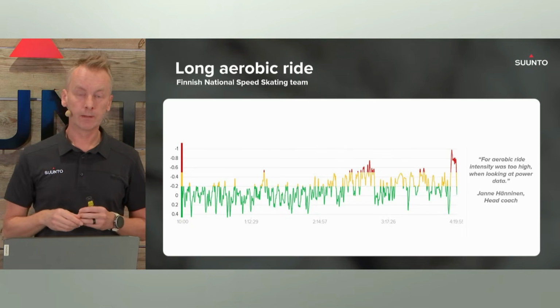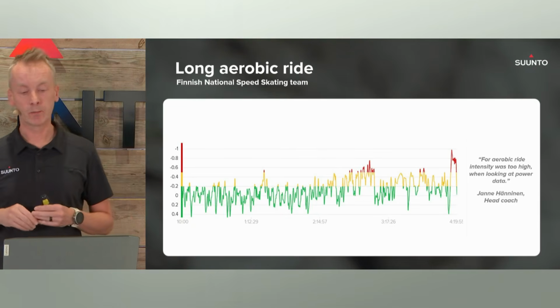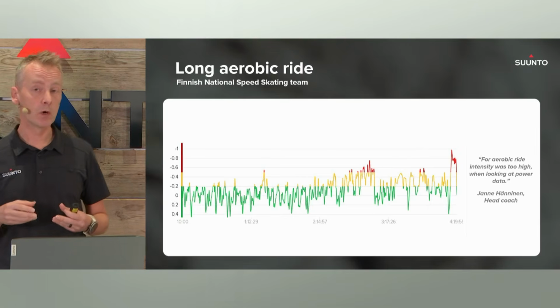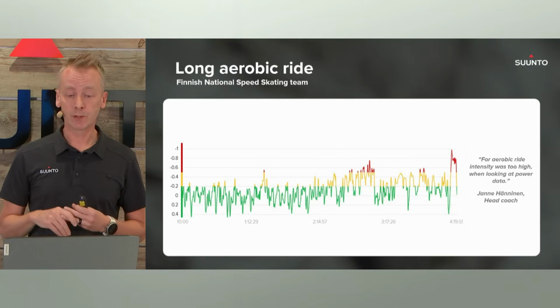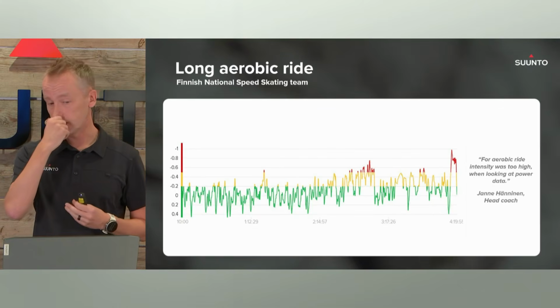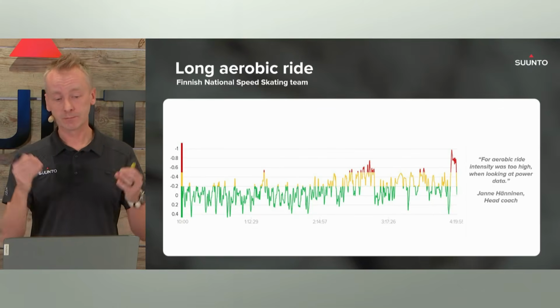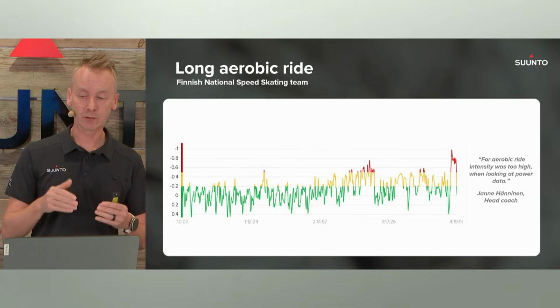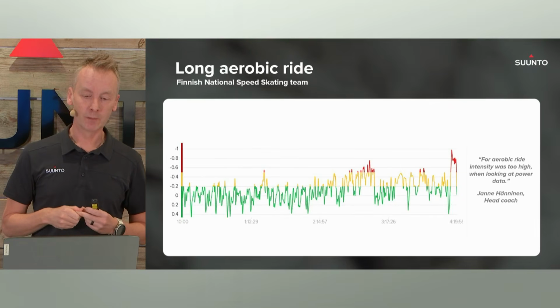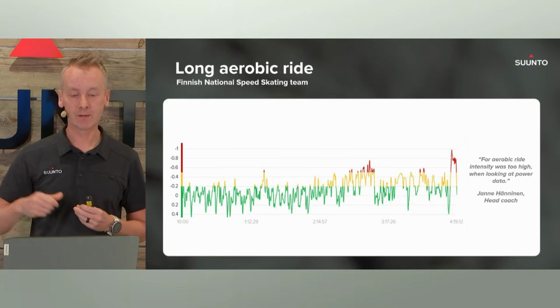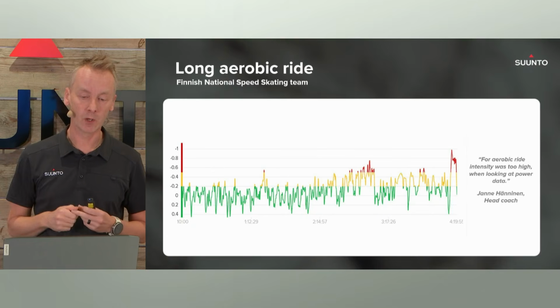Now, Janne Hänninen, who was the head coach, was saying quite nicely that when just looking at the power data from cycling, the guys were doing too hard a session. And you can see in ZoneSense that the first couple of hours were aerobic, it was green, everything was going great. But the guys are probably pretty competitive, so the intensity increased, and the athletes went into the yellow and red.